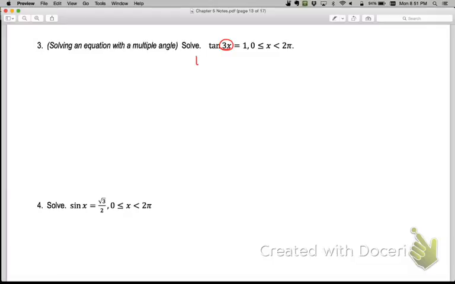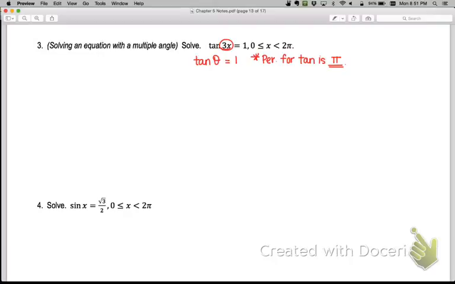So what we're going to do instead is we will take this out and replace it with something else. Let's just call it theta. So we want to know, where does the tangent of theta equal 1? Now, don't forget, I mentioned this yesterday. The period for tangent is just pi, not 2 pi. So we only need to look from 0 to pi, because then it's going to repeat after that.